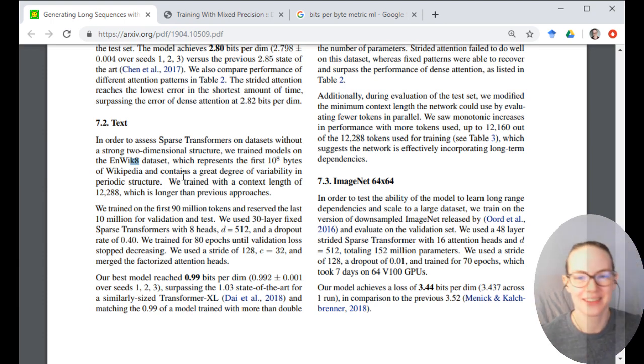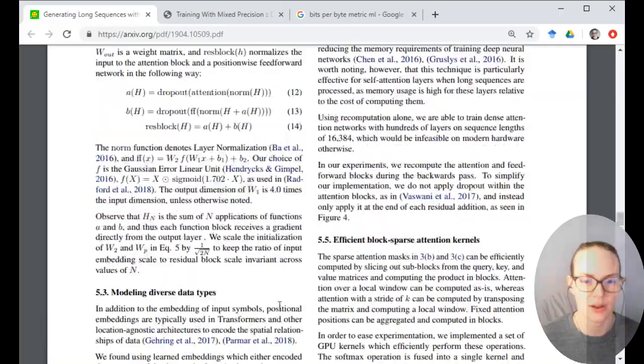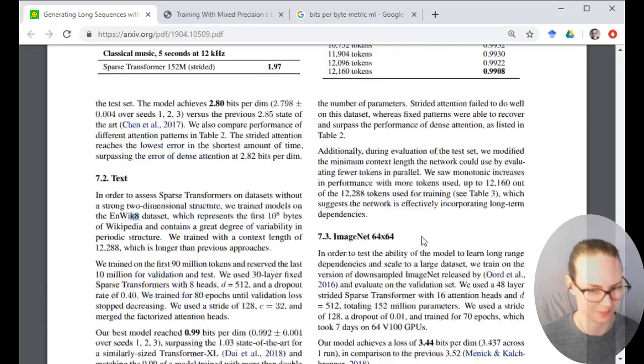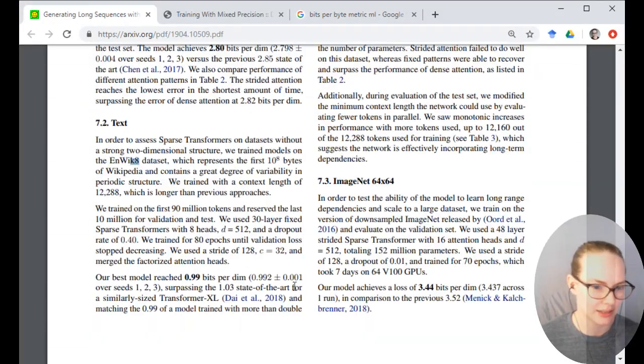We trained on that. Sorry, there is periodicity in language, but not generally in text. Like periodicity is in the waveform. We trained on the first 90 million tokens and reserved the last 10 million for validation and test. We use a 30-layer fixed sparse transformer with 8 heads, D 512, and a dropout rate of 0.48. We trained for 80 epochs until validation loss stopped decreasing. We used stride 128, c 32, and merged the factorized attention heads, which I believe is discussed up here somewhere where they talk about merging. Our best model reached 0.99 bits per dim.